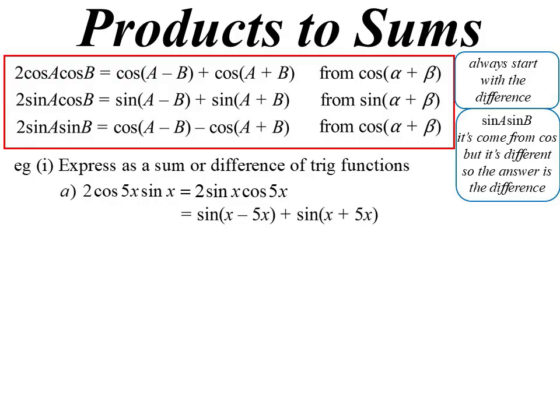Now, why is that important? Because I end up with sine of minus 4x, but of course sine is an odd function, so that would be the same as minus sine 4x.